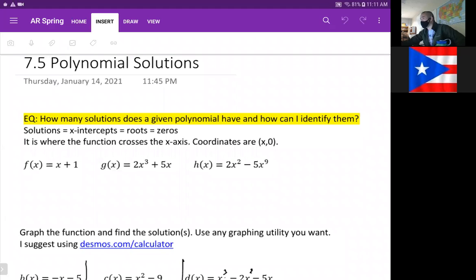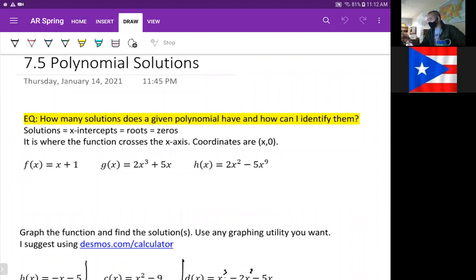Polynomial solutions. So how many solutions does a given polynomial have, and how can I identify them? Solutions are the same thing as x-intercepts. They're the same thing as roots. They're the same thing as zeros. Your coordinates will be x, 0. If it's 0, y, that's a y-intercept, and we're not dealing with that today.